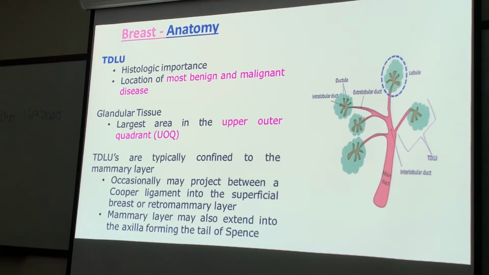So the reason TDLUs are so important is because that's where most benign and malignant disease occurs. Okay? Which is why breast cancer is so much more prevalent in females than males.